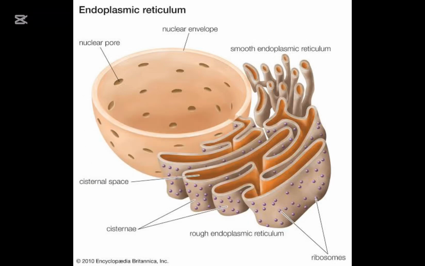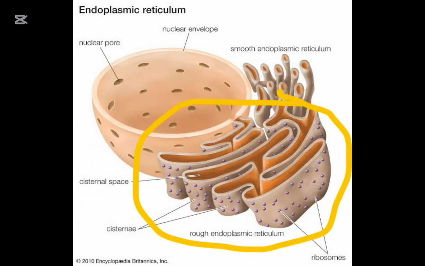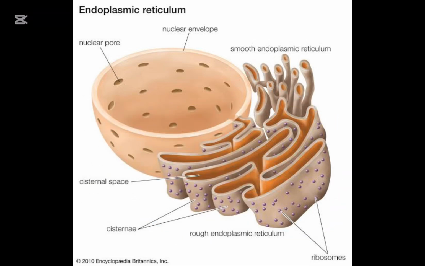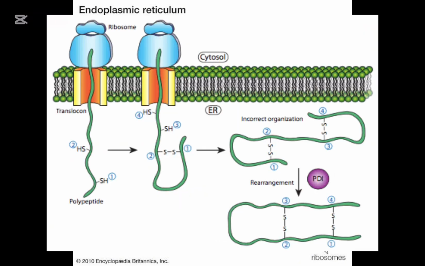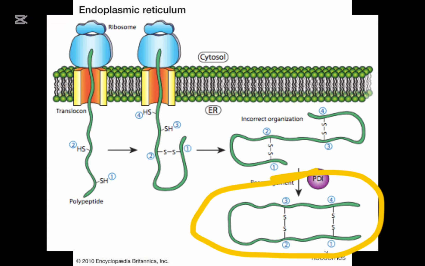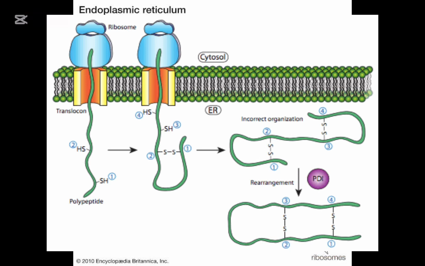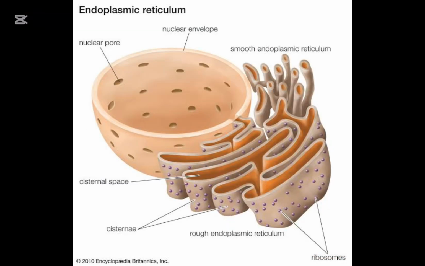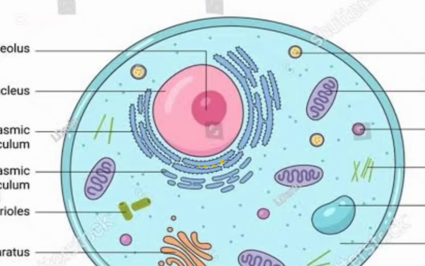So let's look at the rough endoplasmic reticulum. The rough endoplasmic reticulum is studded with ribosomes. And as we can see from the diagram, the rough endoplasmic reticulum receives the protein produced by the ribosomes and they help to fold and modify this protein to different shapes that will be useful in the cell. And after this, they transport them to the Golgi apparatus for further processing.